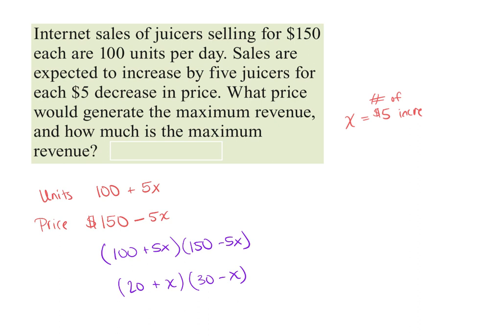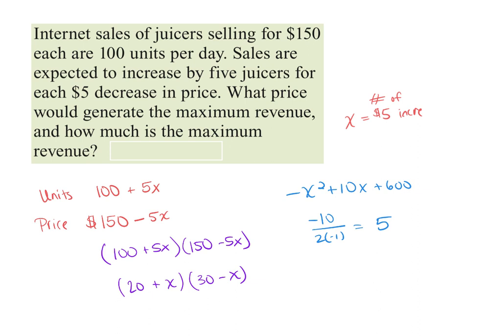So it works the same when you have a common factor in all of it. And so you end up, when you FOIL that thing, you get negative X squared plus 10X plus 600. All right. So if you figure out how many $5 increases, it's going to be B over 2 times A, which gives me 5. I should have 5 $5 increases.